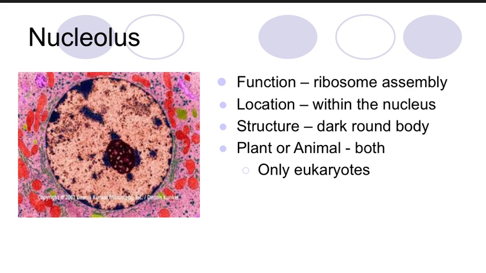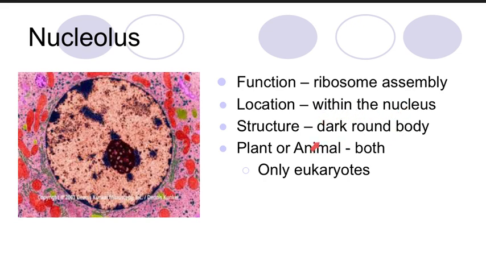Our last nuclear structure is something called the nucleolus. I've heard this called the nucleolus, but I generally say nucleolus. It's going to be these dark spots inside of the cell. It's usually these dark round bodies inside of the nucleus.